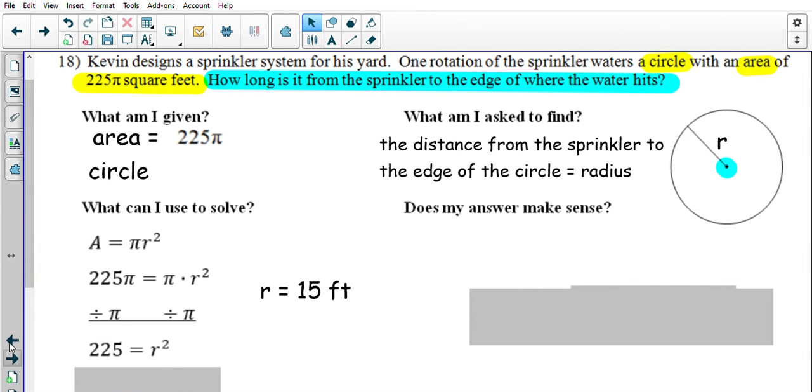So again, just something to think about. Is it reasonable and does it make sense?